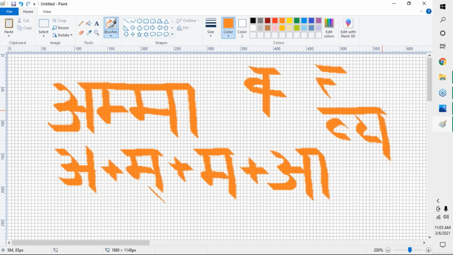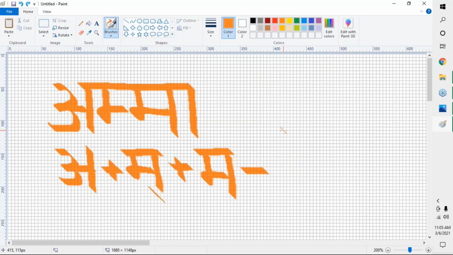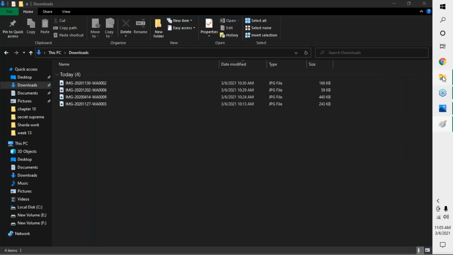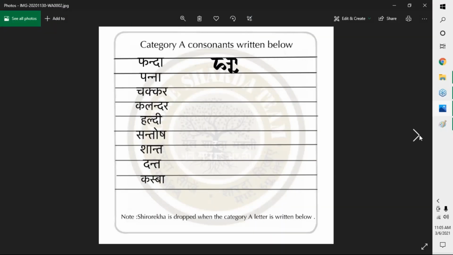These special conjuncts, when we form these alphabets in Sharda, they follow a different rule, which we will learn today. But for that, I want to just show you one chart. So this is important before we proceed.